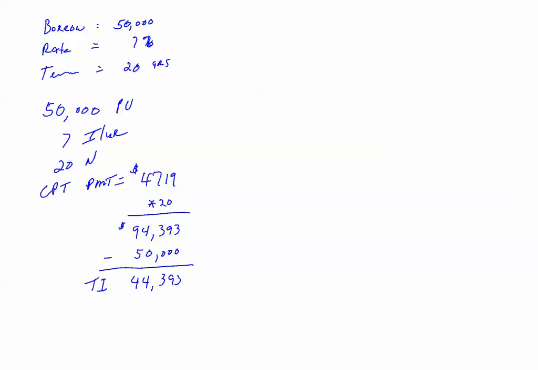Now, suppose for a moment that you could pay more than the $4,719. So let's just suppose that you said, hey, I think I can pay $5,500 for each one of those payments. Well, the extra money goes to principal every single payment. So what happens is the principal will get to zero quicker than the 20 years. So to determine that, here's how you would solve this.